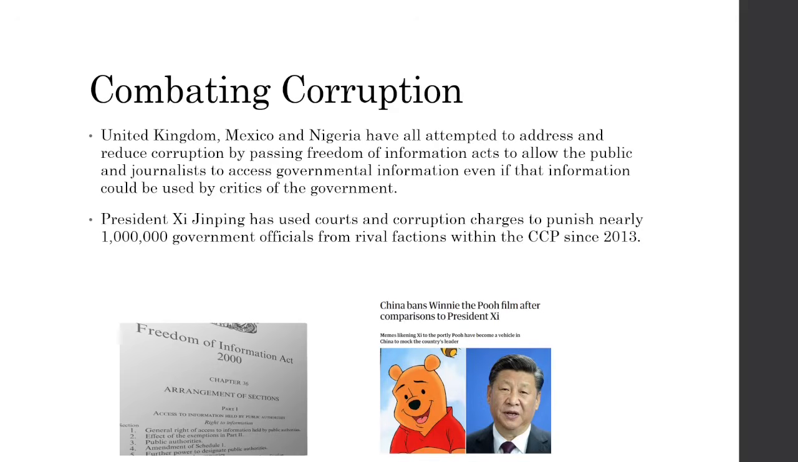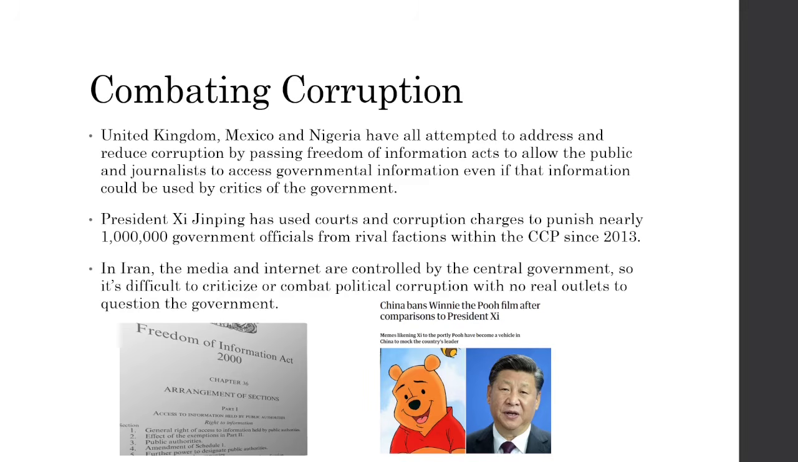Now, in China, that doesn't happen. In China, their president has used courts and corruption charges to punish about 1,000 different government officials from rival factions within the Communist Party. And in Iran, the media and internet are controlled by the government. Same thing with China, and particularly Russia. So it's very difficult to criticize or combat political corruption when there aren't really any outlets to do that and to question the government and say, they're wrong, look what they did.